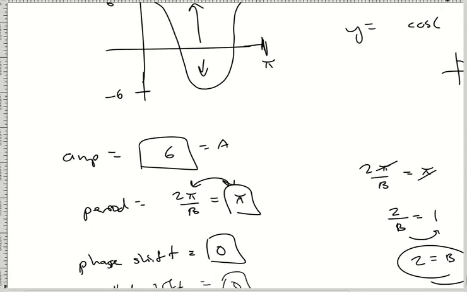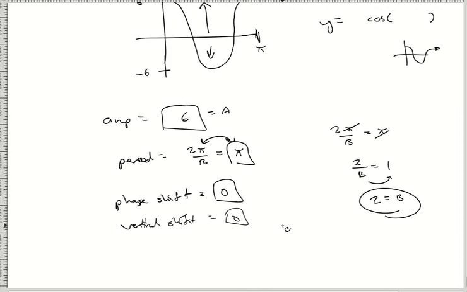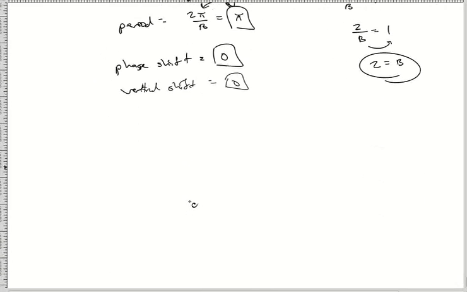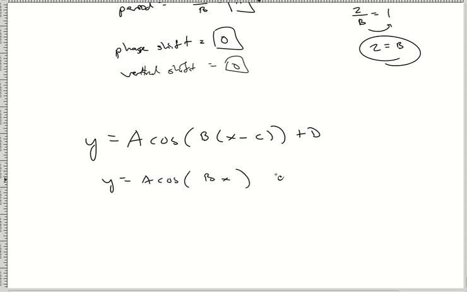Okay. That's good enough. So now what? Let's go and construct. So y is equal to a times cosine of b times x minus c all plus d. Well, a lot of this stuff is already a 0. 0, 0. So that's a lot easier. Amplitude was 6. A, 6. B is equal to 2. And there we go. I'm actually done. That's it.